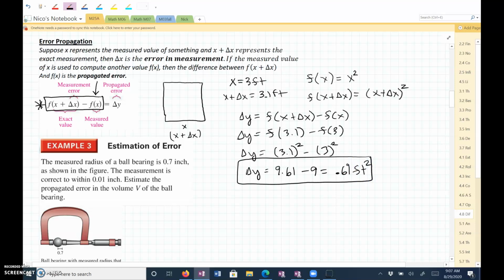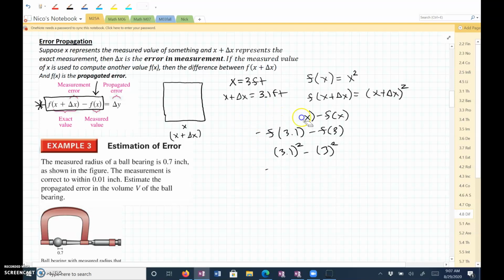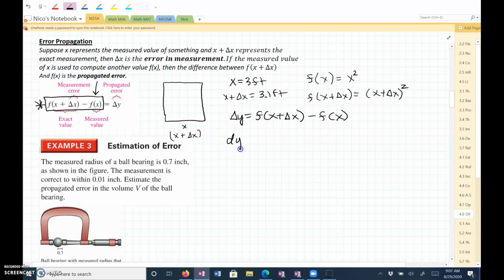Okay? Another way to figure this out, and this is the way that we're going to use for the problem that we do here in a moment, since we know that delta y is equal to f of x plus delta x minus f of x. We also know that the differential dy is equal to f prime of x dx. We also know that delta y is approximately equal to dy, especially the smaller dx is.